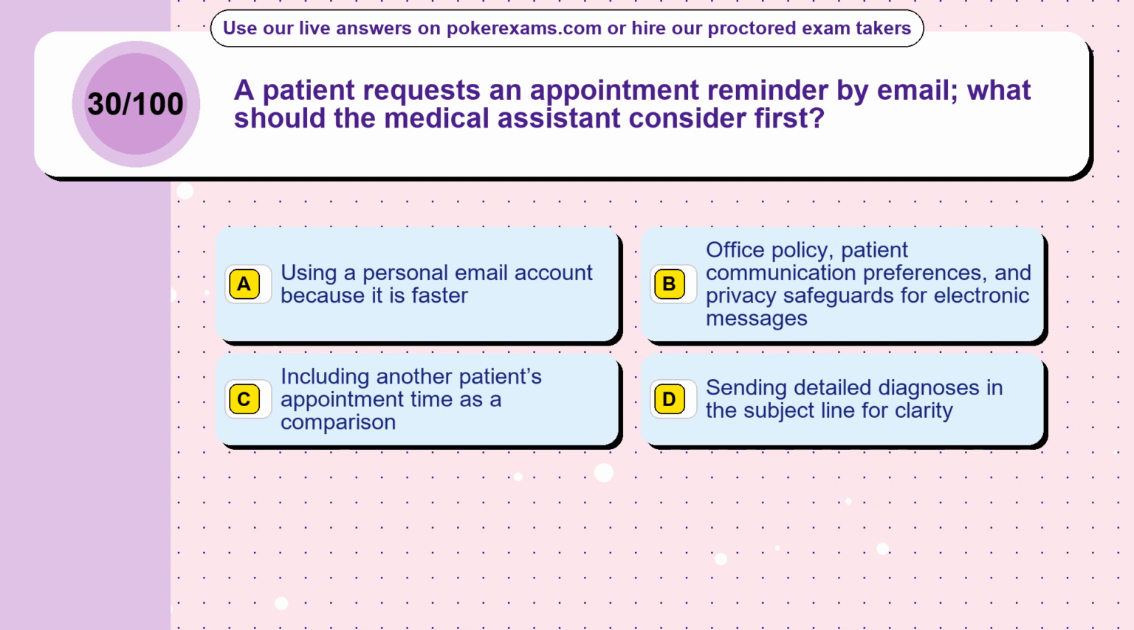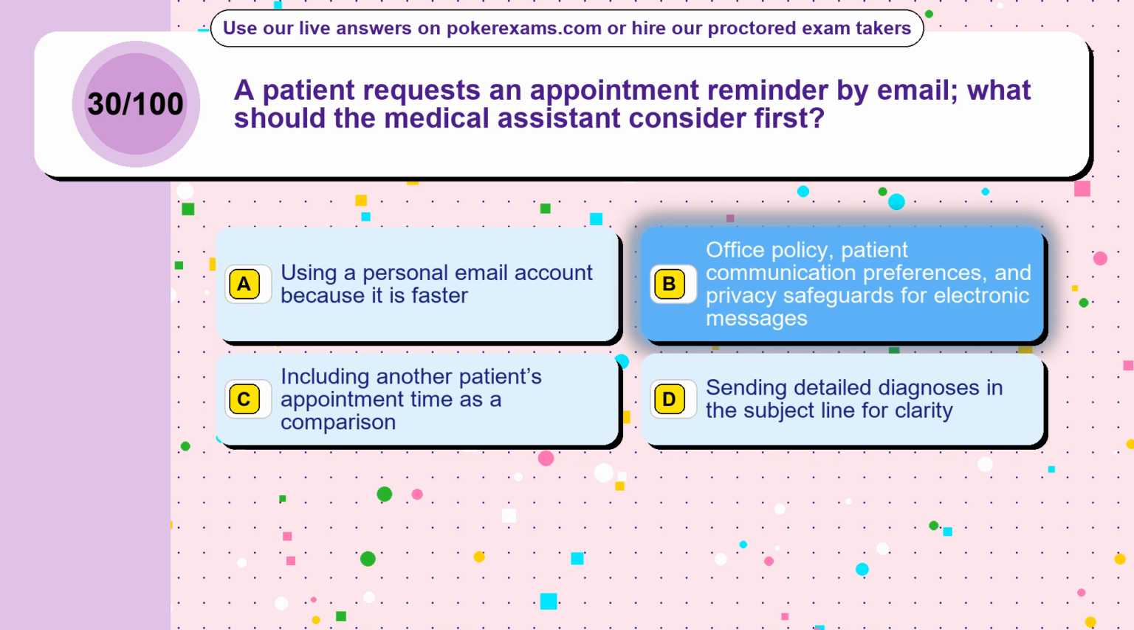Question 30. A patient requests an appointment reminder by email. What should the medical assistant consider first? Option A. Using a personal email account because it is faster. Option B. Office policy, patient communication preferences, and privacy safeguards for electronic messages. Option C. Including another patient's appointment time as a comparison. Option D. Sending detailed diagnoses in the subject line for clarity.